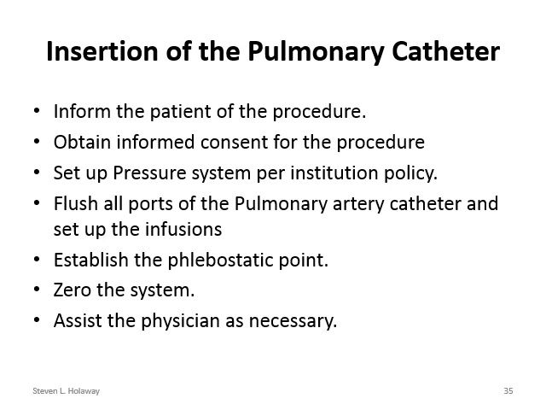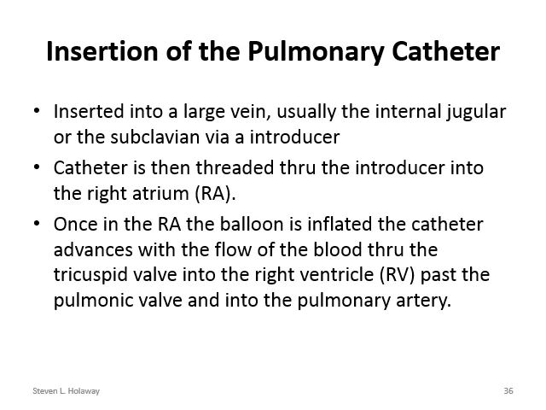Okay, so when we get ready to insert this pulmonary artery catheter, you've got to have a consent from the patient, informed consent. You're going to be setting up the pressure system per institution policies. You're going to flush all the ports, establish the phlebostatic axis. You're going to zero the system, and then help that physician. You're going to make sure they can see that monitor as part of that process. Once they're finished, we're going to go ahead and get a chest x-ray on that patient, because anytime you put in a central line, especially in the subclavian region, there's a chance of creating a pneumothorax. So we want a chest x-ray.